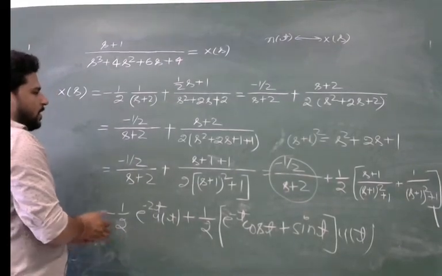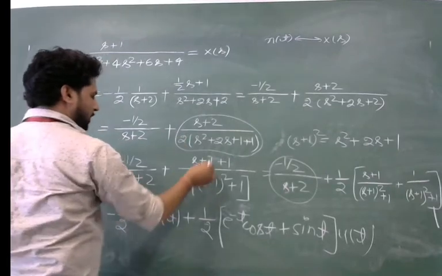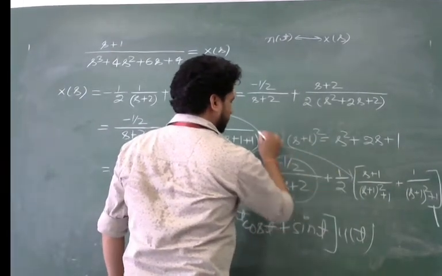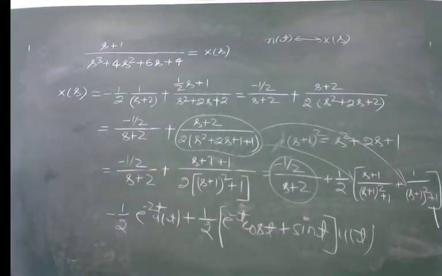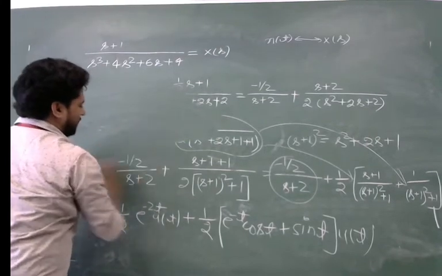So somehow we have to convert this into a form for which the Laplace transform is known, as it is converted in this way, for which we can write the inverse Laplace easily. This is the trick to get the inverse Laplace of a polynomial of higher order.